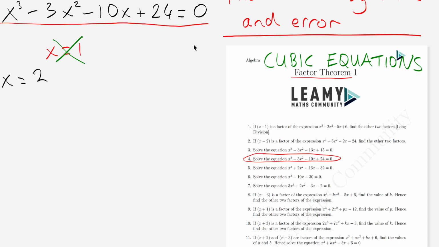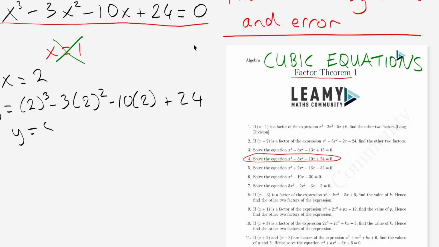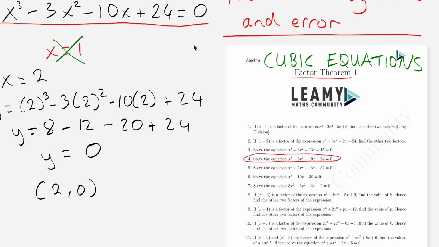So if x is equal to 2, trying to find the y value, y will be 2 cubed minus 3 times 2 squared minus 10 times 2 plus 24. So the y value will be 8 minus 2 squared is 4 times 3 is 12 minus 20 plus 24. And when you solve that, y is equal to 0. So the point (2, 0) is a point on the function, which means x equals 2 is a root.